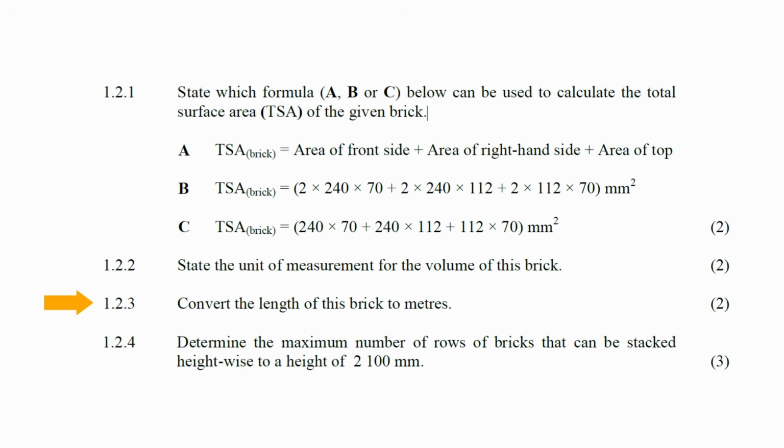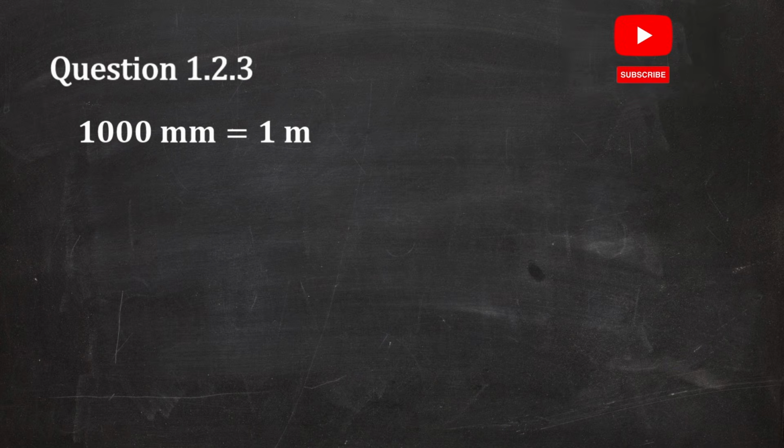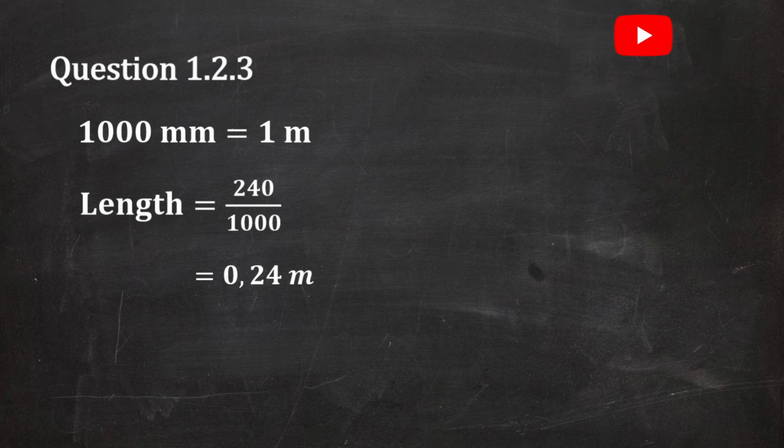In question 1.2.3, you have to calculate the length of the brick in meters. You have to remember that there is 1000 millimeters in 1 meter. So the length of the brick in meters is 240 divided by 1000, and this equals 0.24 meters.